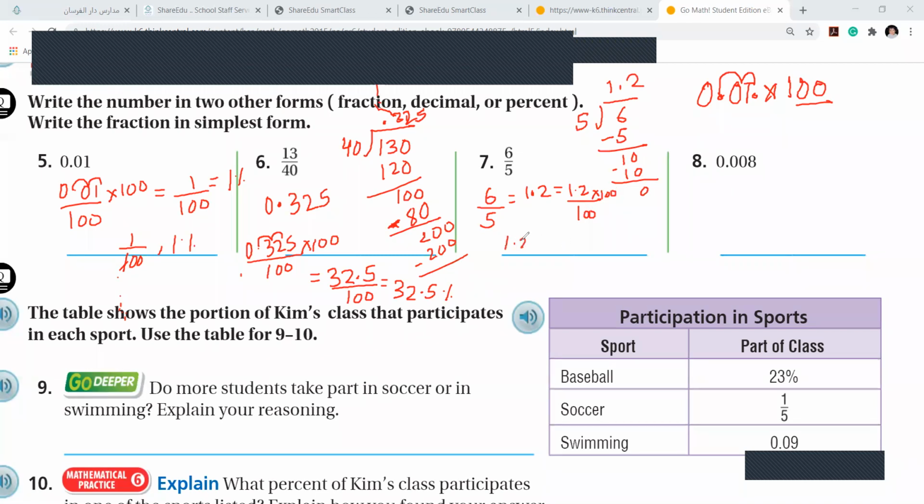When I multiply by 100, it moves 2 decimal places. 1, 2. I don't have anything there. I will write 120 over 100. My answer is 120%. Again, girls, this is 1.2 multiplied by 100, so it has to go 2 places. One place is this. The second place is empty. That's why I put a 0. I got 120%.